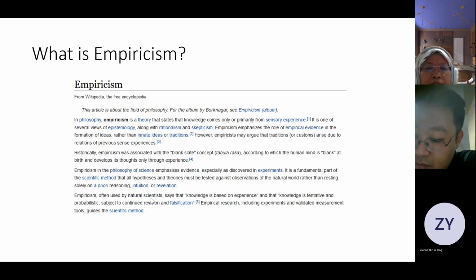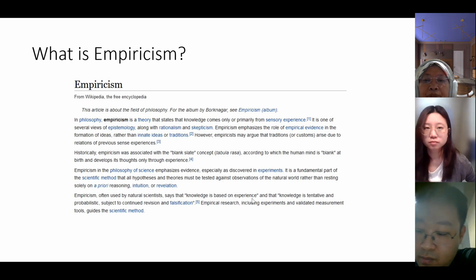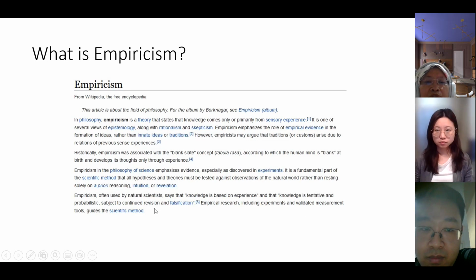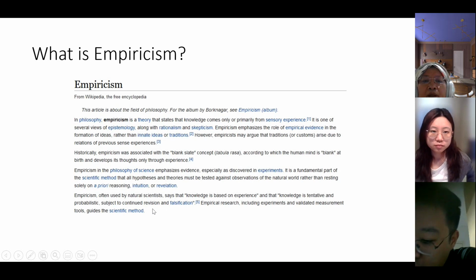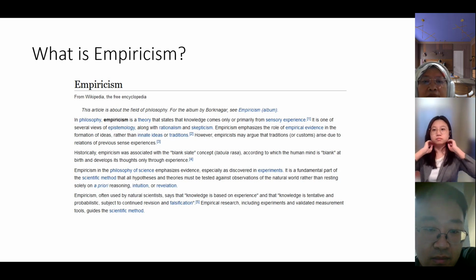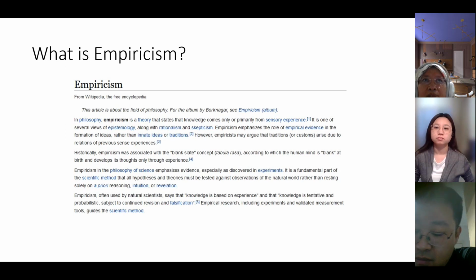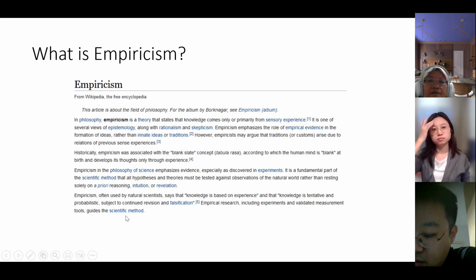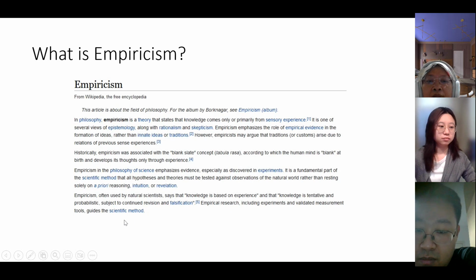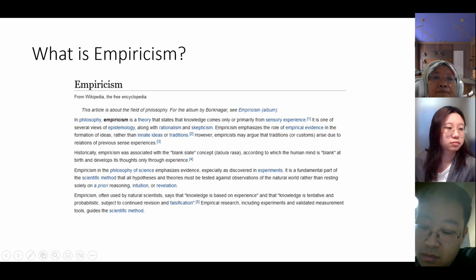Empiricism, often used by natural scientists, says that knowledge is based on experience and that knowledge is tentative and probabilistic, subject to continued revision and falsification. So empiricism treats knowledge as tentative, to be proven, to be tested and refuted. But if it's non-refutable, that means that is the fact of the research. Yeah? And it has to undergo scientific method, specific scientific method. So that's empiricism.